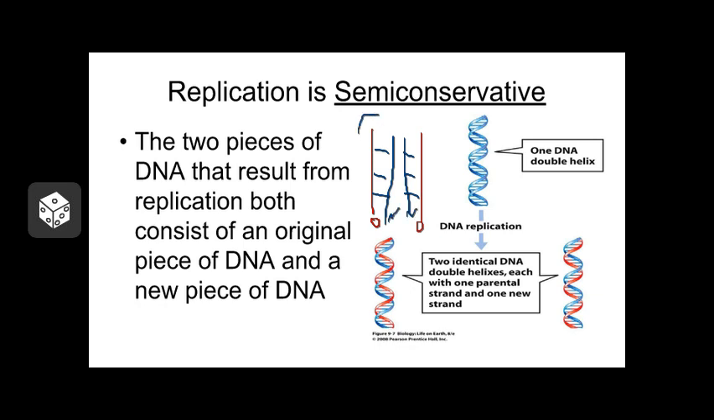Because each piece of DNA that results from this replication contains both an old and a new strand, we say that the process conserved some of the old DNA but added some new DNA to it. So the process overall is semi-conservative.